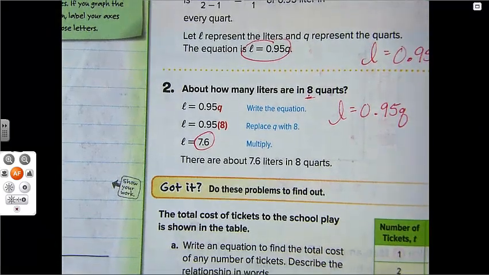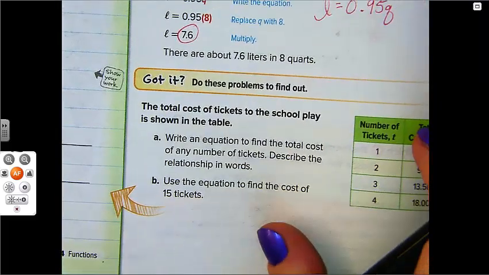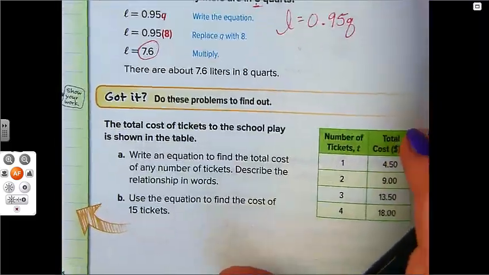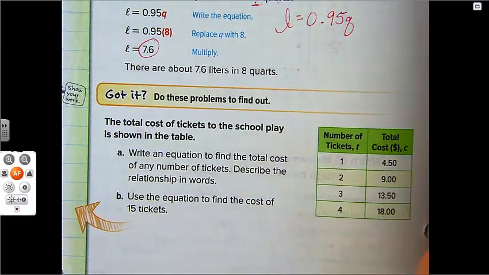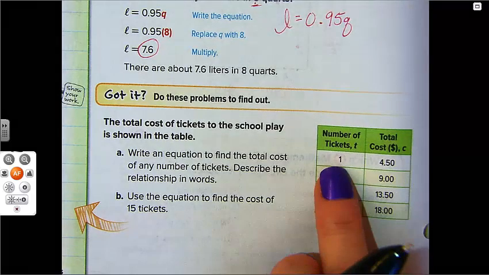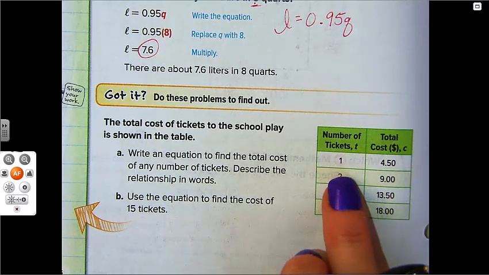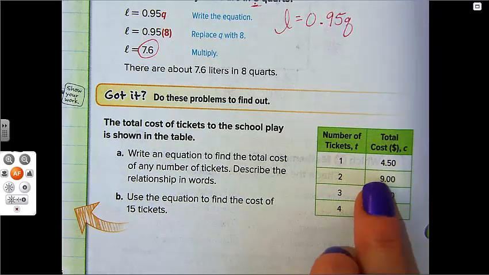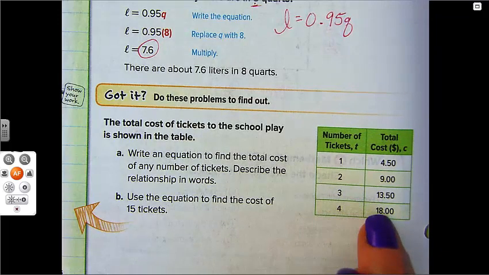Okay, let's look at this next one down here. It says the total cost of tickets to the school play is shown in the table. So here's our table. So we have to write an equation. Well, first of all, we have to figure out how much each ticket costs. Well, for one ticket, it was $4.50. For 2 tickets, it's $9. For 3 tickets, it's $13.50. And for 4 tickets, it's $18.